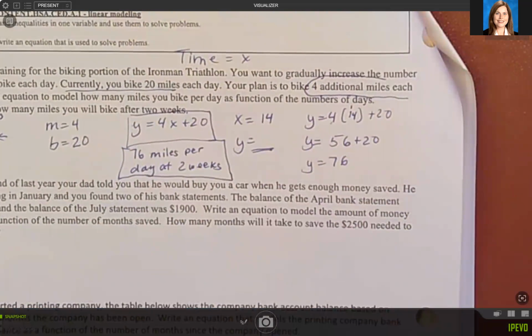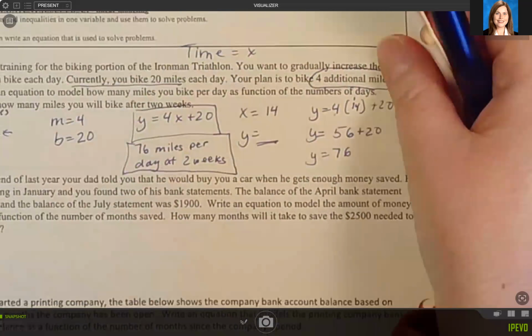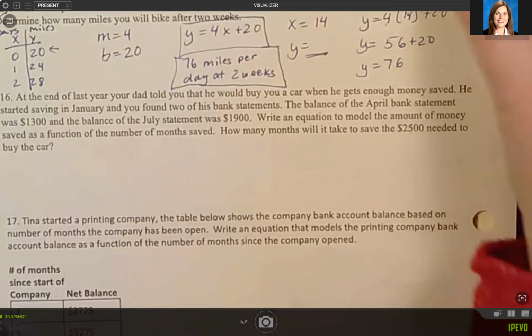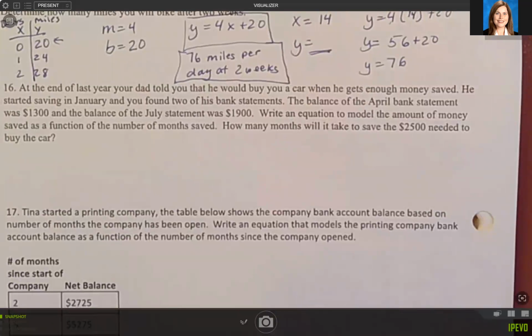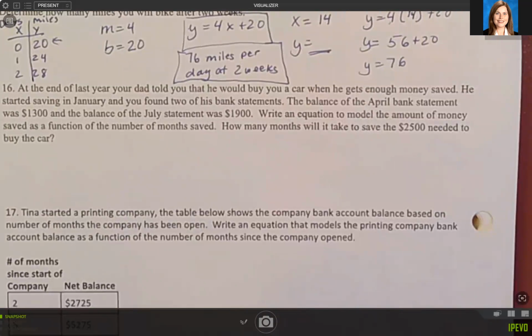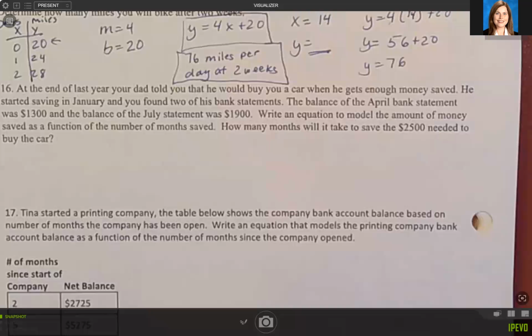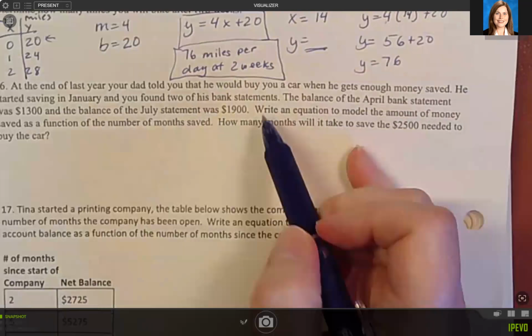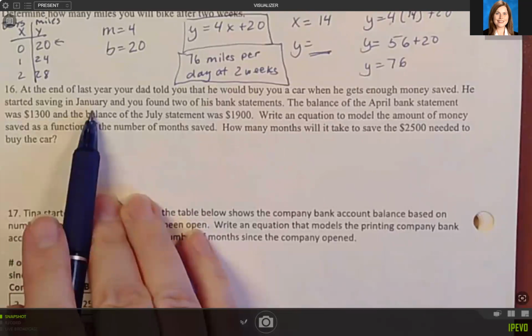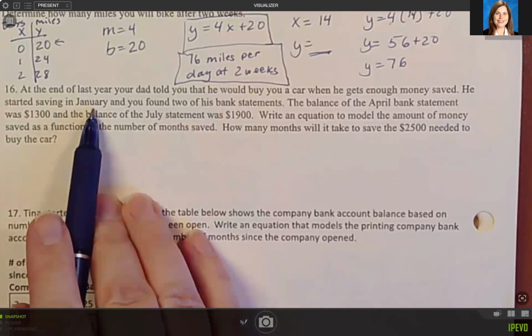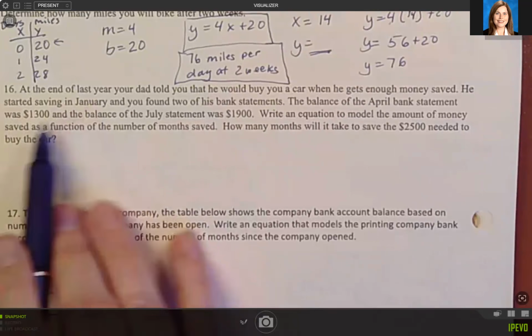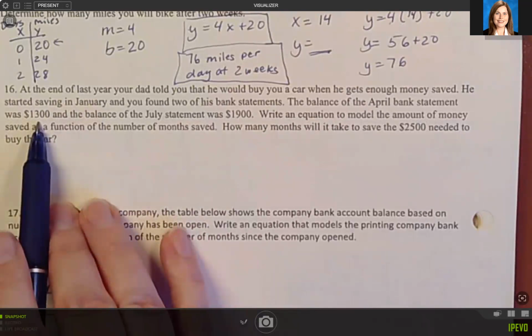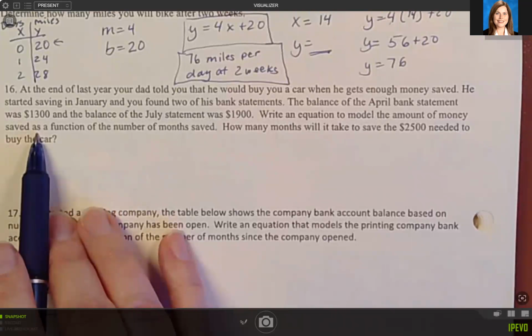Number 16. At the end of the year, your dad told you that he would buy you a car when he gets enough money saved. He started saving in January, and you found 2 of his bank statements. The balance of the April bank statement, and April's the 4th month, was $1,300, and the balance of the July statement was $1,900. Write an equation to model the amount of money saved as a function of the number of months saved.